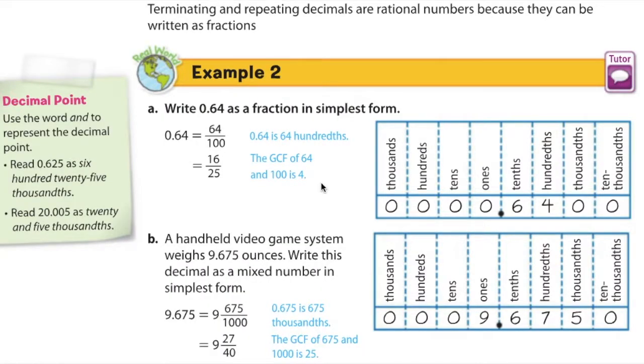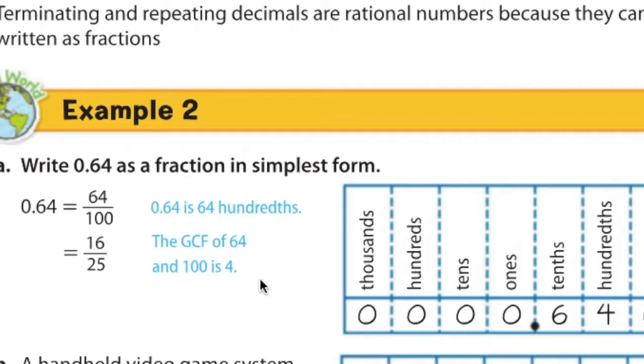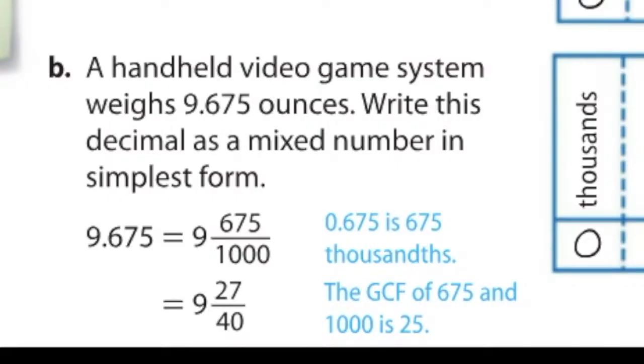For example 2, you're going to be writing some decimals as fractions in simplest form. Many times when I read decimals, I take the shortcut and just say things like 0.64 or 0.125, when in reality the correct way to say them gives us information on how to write it as a fraction. So 64 hundredths is written as 64 over 100, and reduced, that's 16/25. For the second one, we have a mixed number, so we would pronounce that 9 and 675 thousandths, and then of course we can reduce that to 27/40.